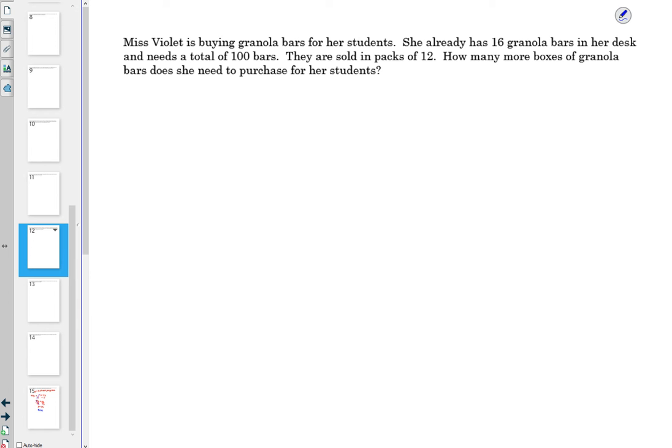How many more boxes of granola bars does she need to purchase for her students? Hope says 7. Would anyone like to fight Hope to the death and see if she's right or wrong? No. You don't want those problems. Right, Elsie?